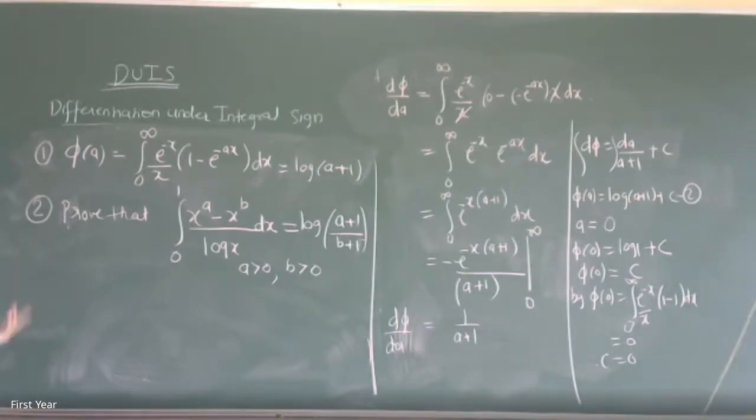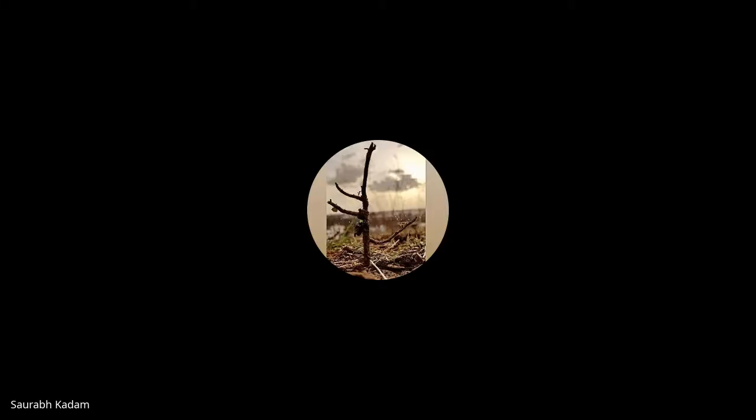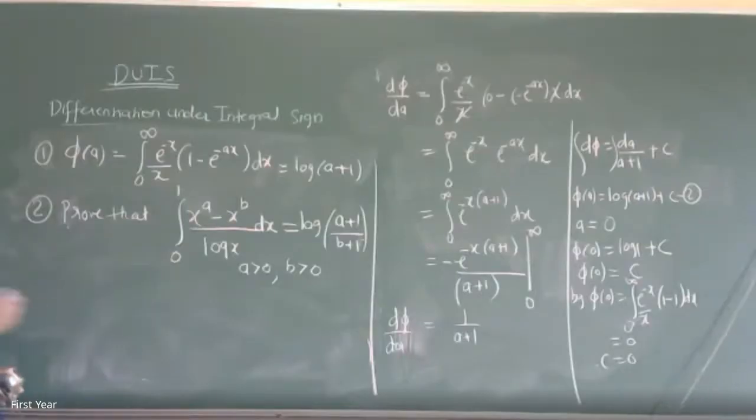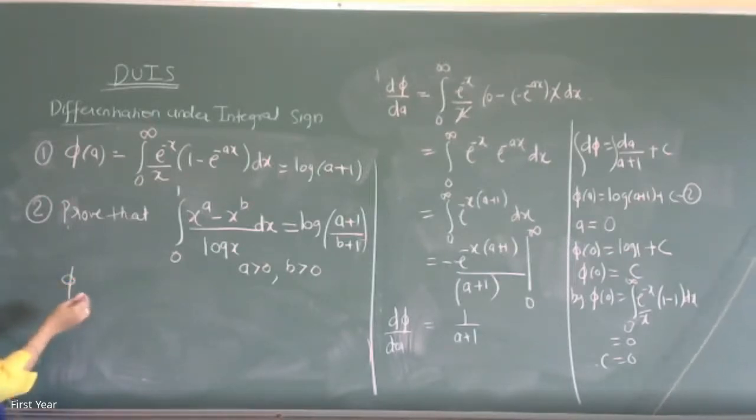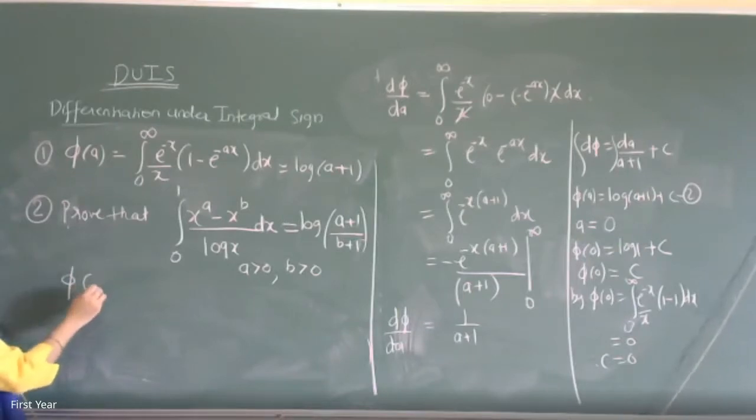Take one variable, because otherwise how are you going to differentiate? Start with phi of A or start with phi of B. The answer has to be log of a plus 1 minus log of b plus 1, and you get the same answer whichever you start with. So what do you want me to start with, phi of A or B?